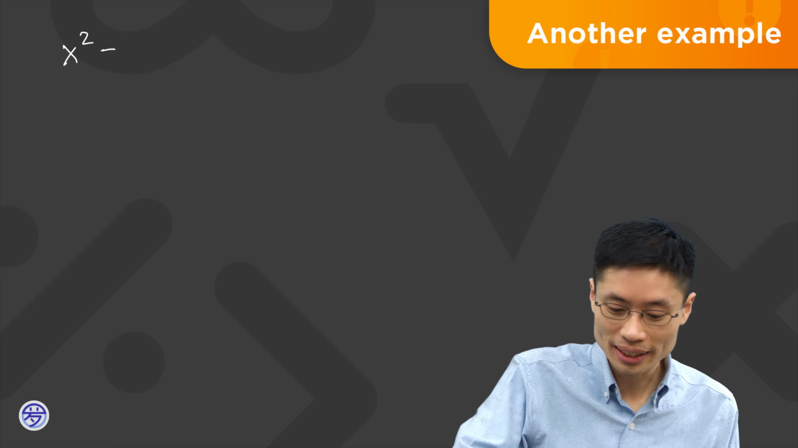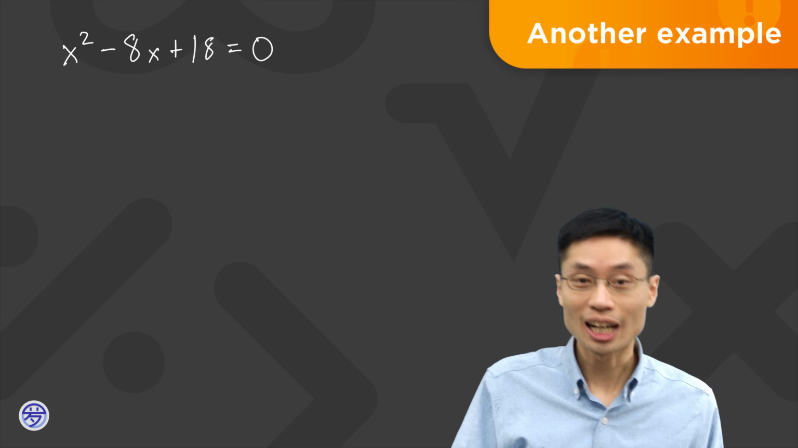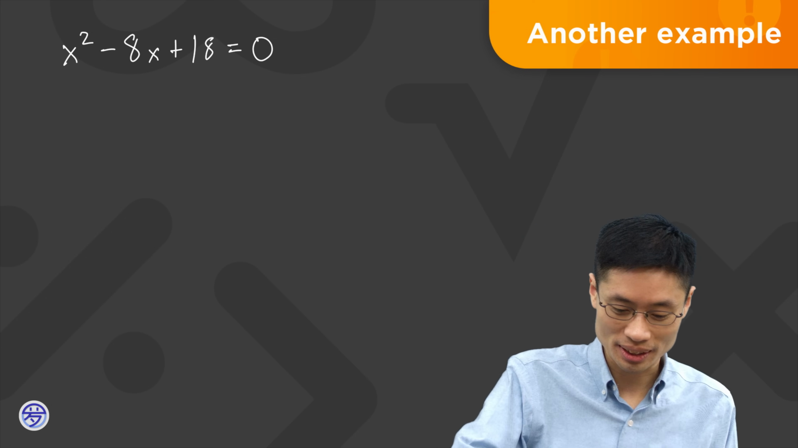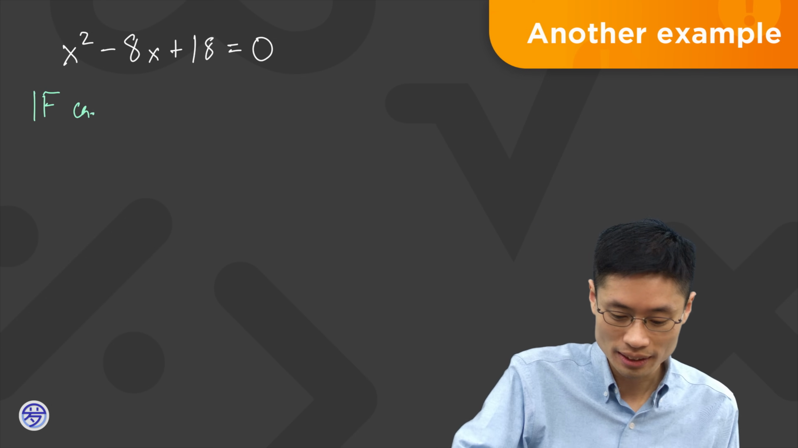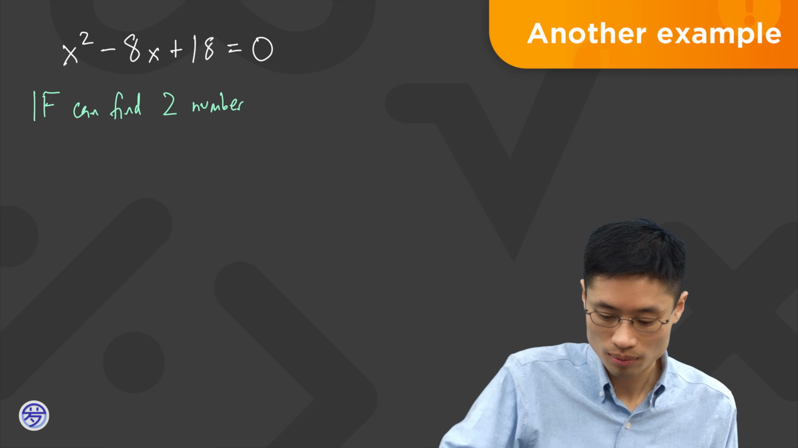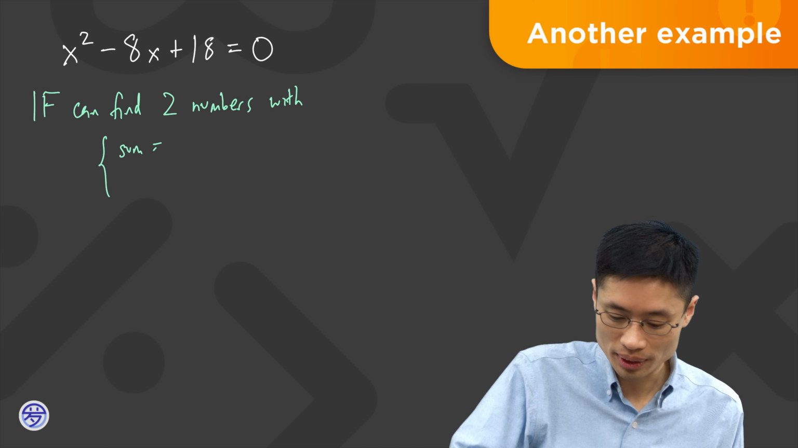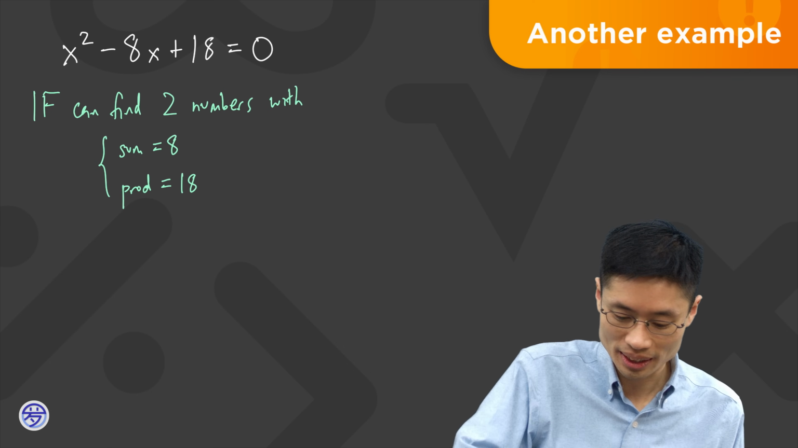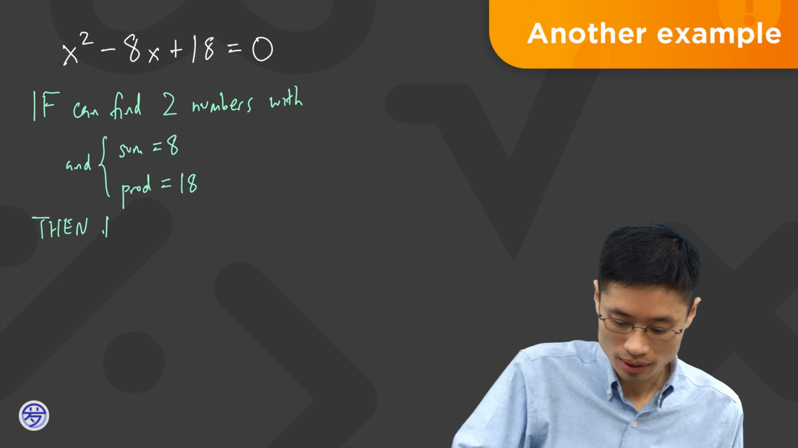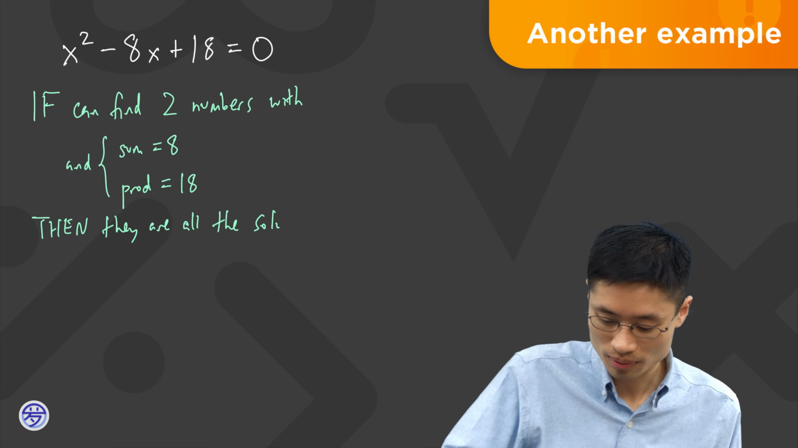X squared minus 8x plus 18 equals 0. By now, hopefully it's familiar what we're doing. So I'm just going to say if I can find two numbers with sum equals 8 and product equals 18, then they are all the solutions.